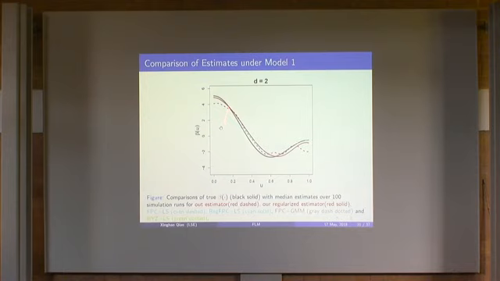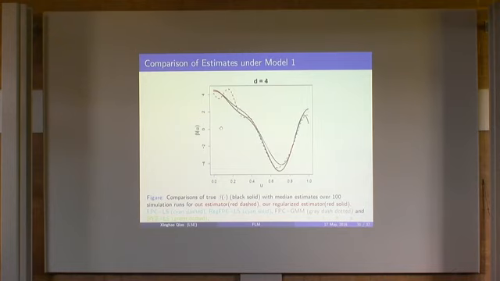Here, it seems like they don't have a very similar shape. The reason is that we replicate our simulation 100 times, so we just report the median estimate. We rank them from smallest to largest in terms of the mean square error, and we just report the median estimate.